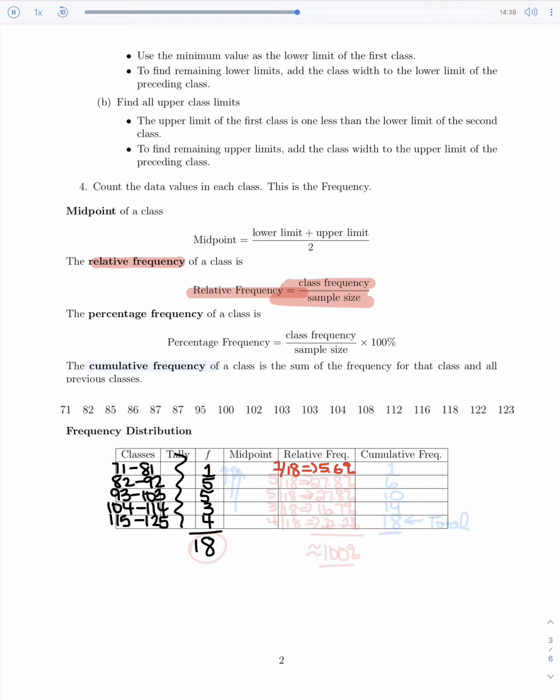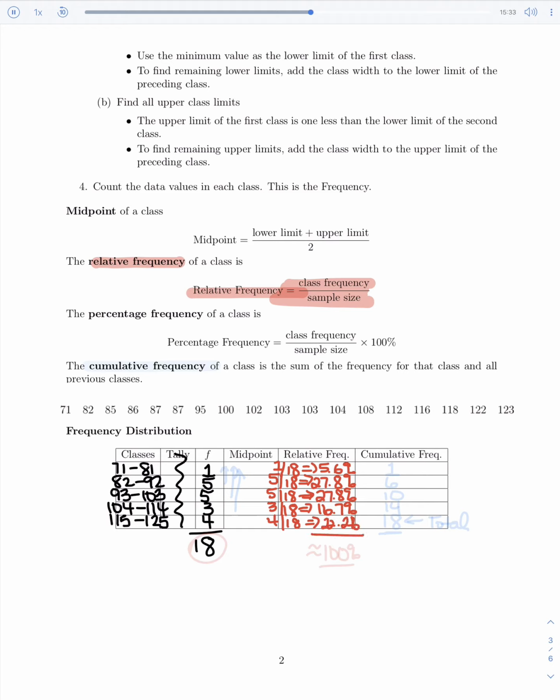The next one, you'd find its relative frequency by doing 5 out of 18, because that's the frequency for that class. You'd find out that that is 0.2778, which would round to 27.8%. That would be the same for the next class, which also has 5 out of 18, which would be 27.8%. The next class would be 3 out of 18, because its class has a frequency of 3, which, rounded to the nearest tenth place, would give us 16.7%. And the last one, we get 4 out of 18, which would get us 22.2%.